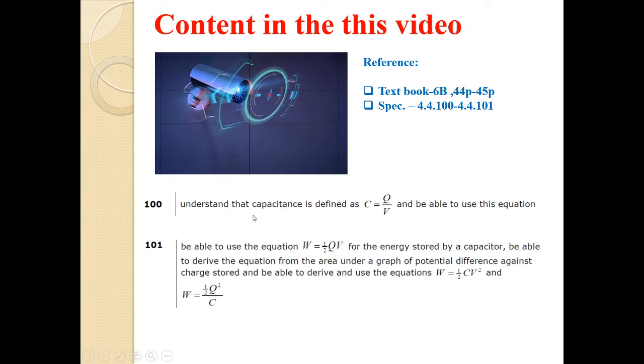So the first point is to understand that capacitance is defined as C equals Q over V and be able to use the equation. And the next point, be able to use the equation W equals half QV for the energy stored by the capacitor, and also to derive the equation from the area under the graph of potential difference against charge stored, and be able to derive and use the equations W equals half CV squared and W equals half Q squared over C.